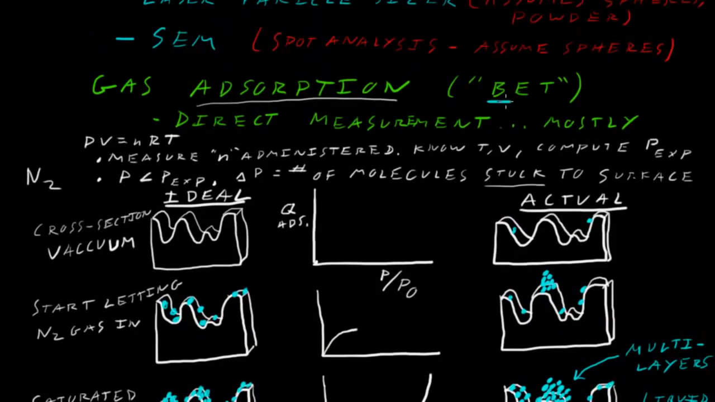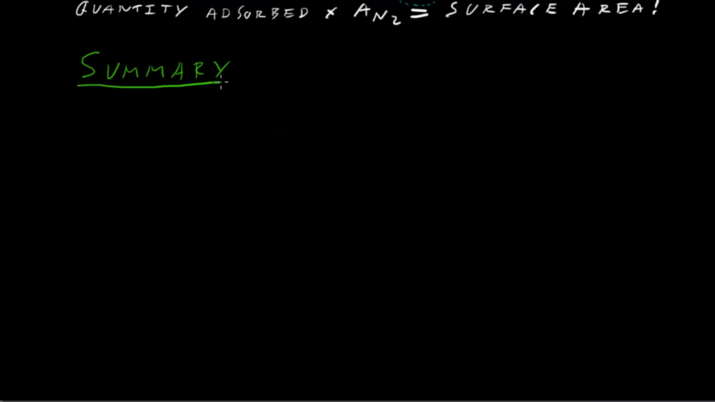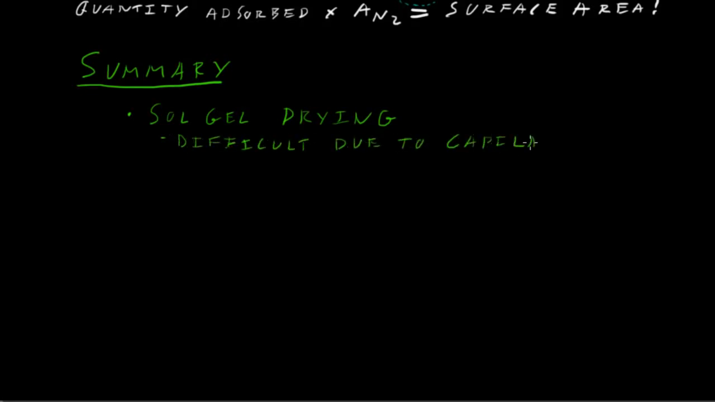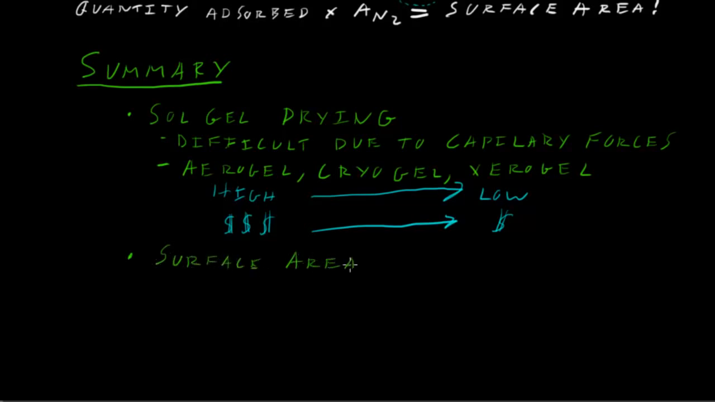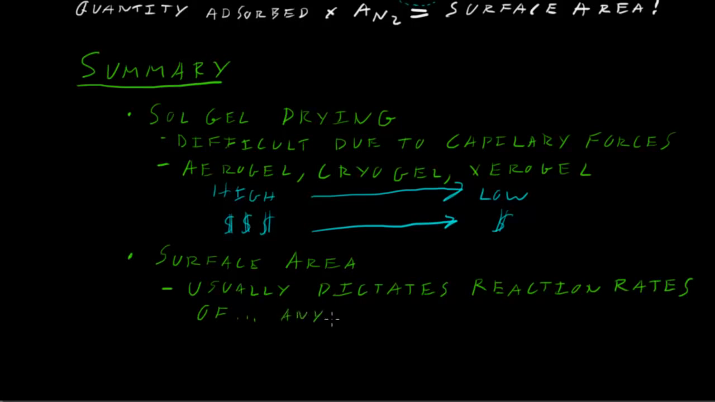So in summary, when it comes to sol gel processing, and specifically how do you dry a sol gel, it's difficult due to those capillary forces that occur when the solvent inside the gel tries to evaporate. It collapses the structure. Now we can dry it into either an aerogel, cryogel, or xerogel, and those are in order from both high to low surface area and most expensive to least expensive. The processing of an aerogel about doubles its cost. It's pretty expensive. We care about surface area though because it usually determines the reaction rates of pretty much every chemical reaction, at least ones that occur with a solid.